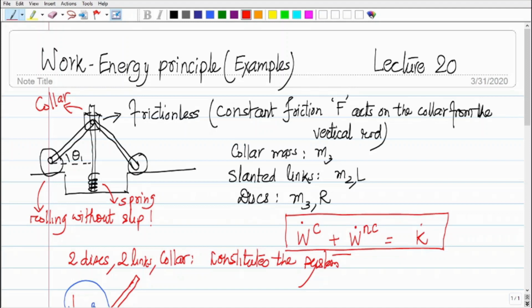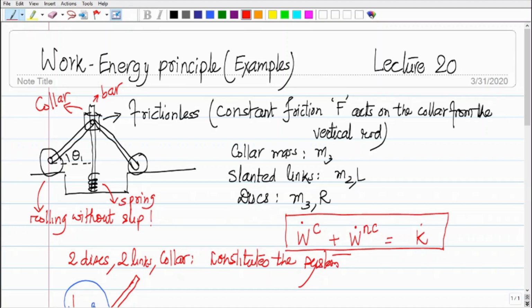And the vertical bar. If we also take the bar as part of our system, then the friction force between the collar and the bar, that's internal, isn't it? So the bar exerts friction force on the collar and the collar exerts the reaction friction force on the bar. So they are action reaction pairs, but does it do any work?